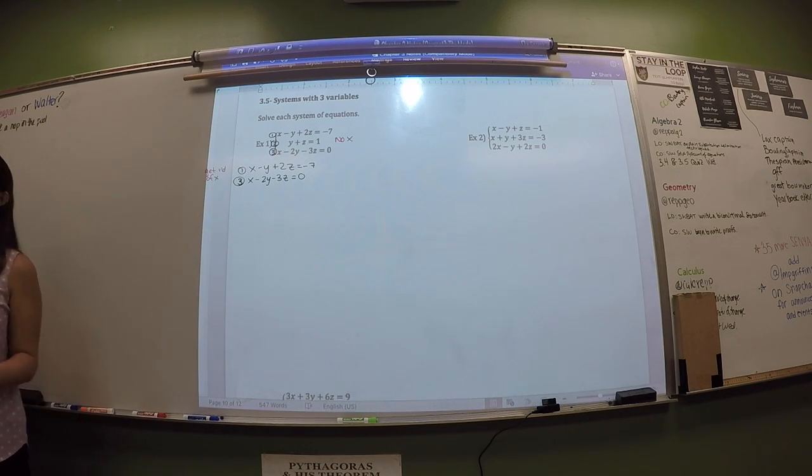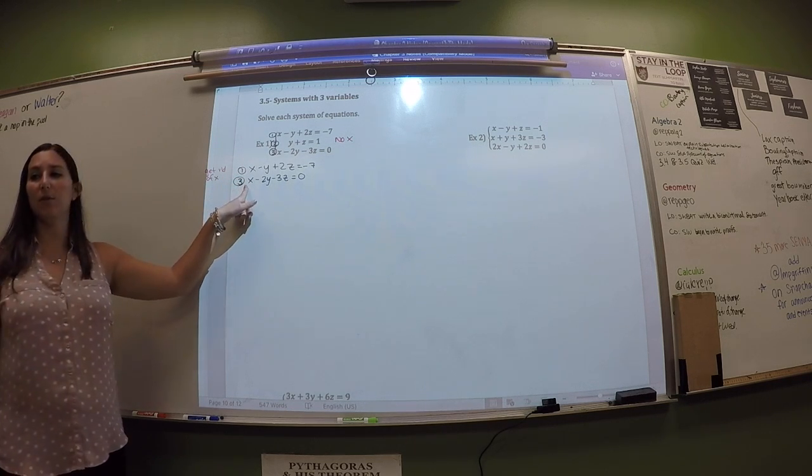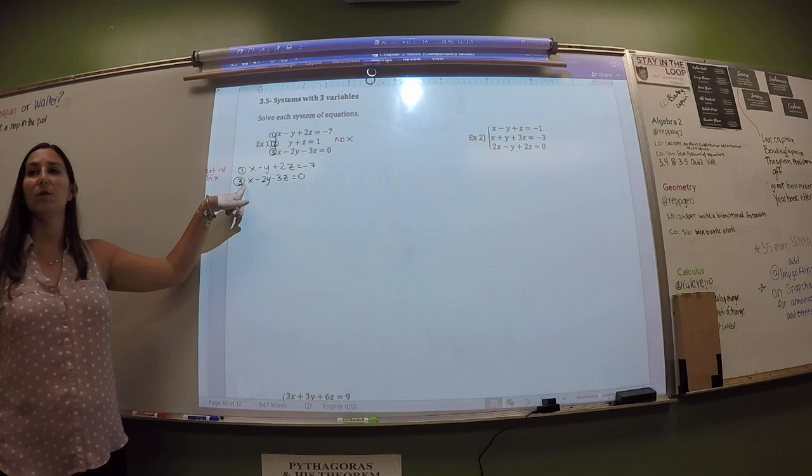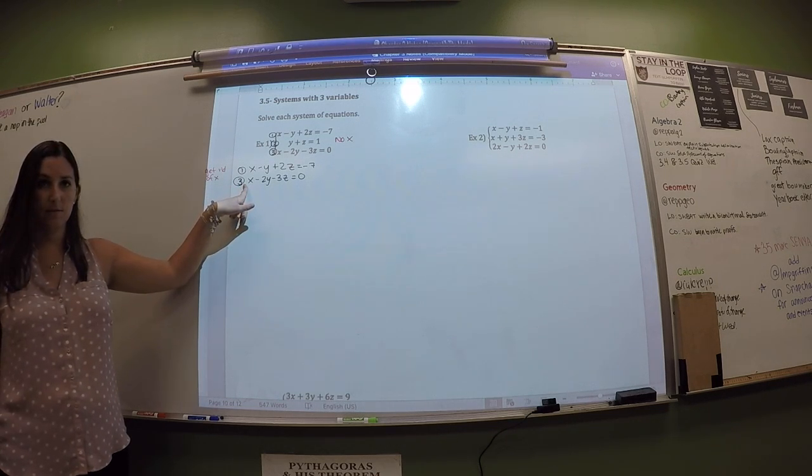Alright, in order to eliminate the letter x, you need the coefficients of x to be the same for each equation. One of them needs to be positive, one of them needs to be negative. Right now, there's no coefficient, so both the coefficients are the same. They're both 1, but they're both positive. So one of them needs to be negative. So you multiply everything by negative 1.